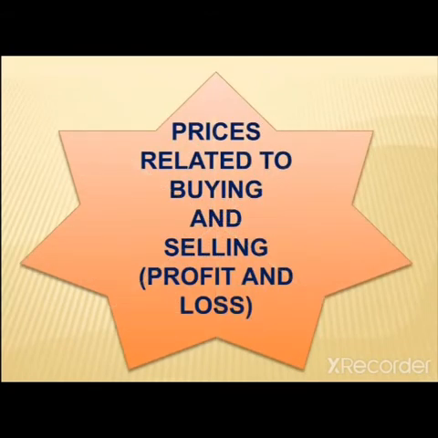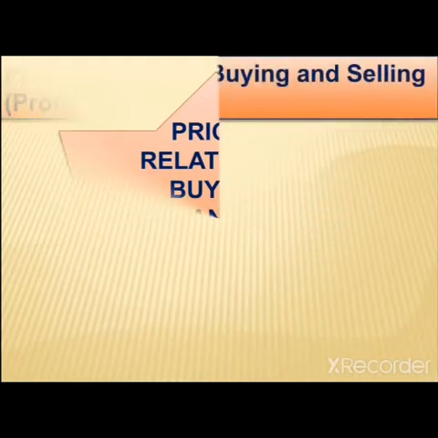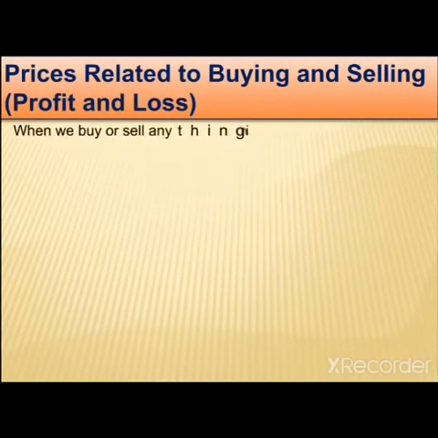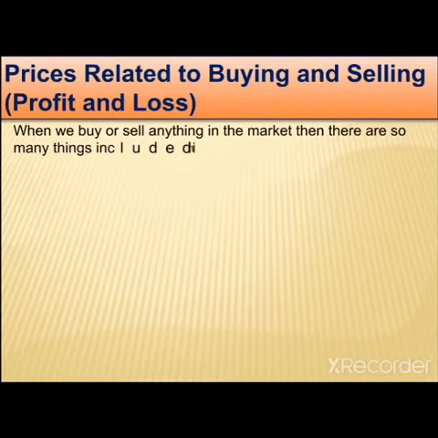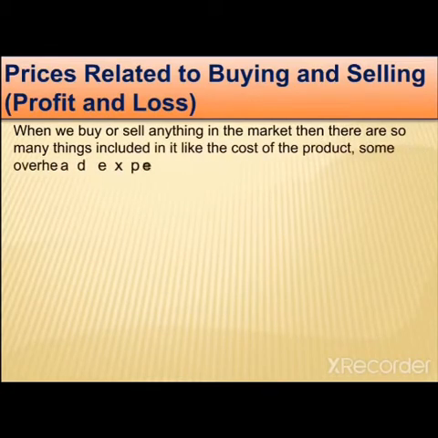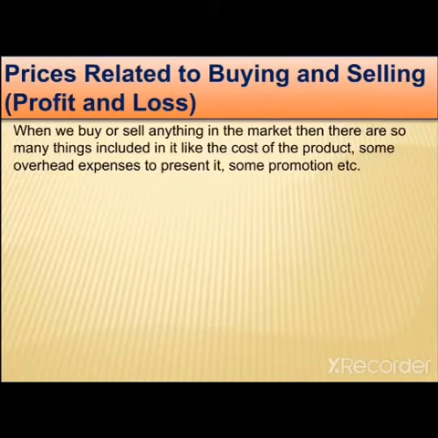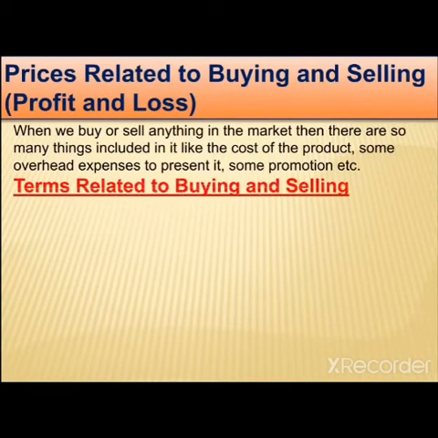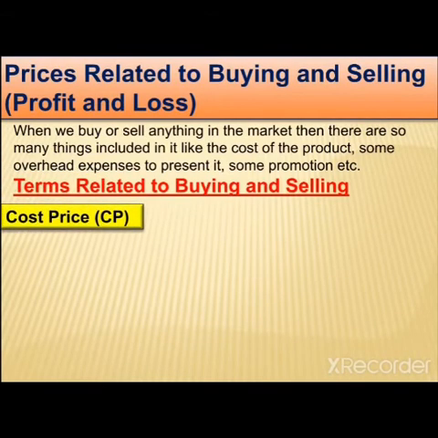Now price related to buying and selling. It means profit and loss. When we buy or sell anything in the market, then there are so many things included in it, like the cost of the product, some overhead expense to present it, some promotion, etc. Now terms related to buying and selling. Now first one is cost price.